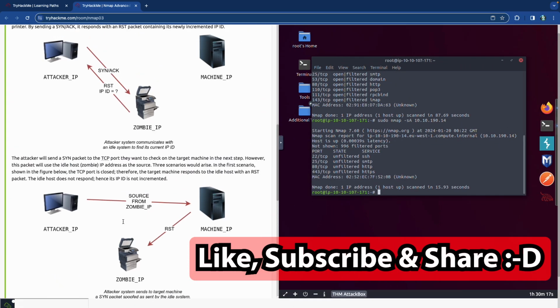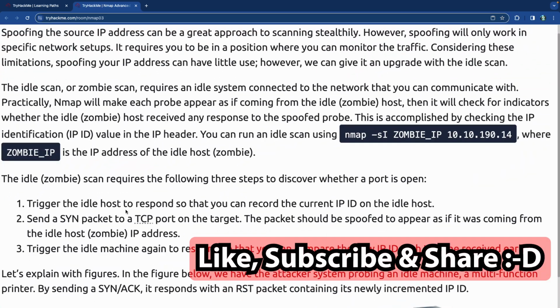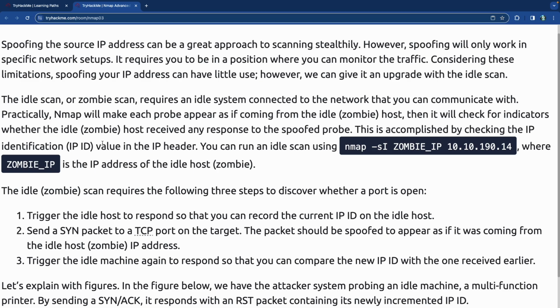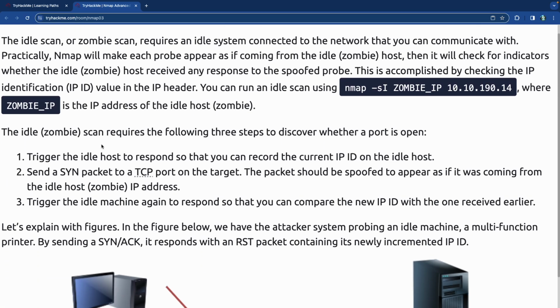And now we're going to talk about the zombie scan, which is also known as the idle scan. The idle scan or zombie scan requires an idle system connected to the network that you can communicate with. Practically, Nmap will make each probe appear as if it's coming from the zombie host, the idle host. Then it will check for indicators whether the idle zombie host received any response to the spoofed probe. This is accomplished by checking the IP identification, IP ID, in the header. You can run an idle scan using nmap -sI ZOMBIE_IP, where ZOMBIE_IP is the address of the idle host.